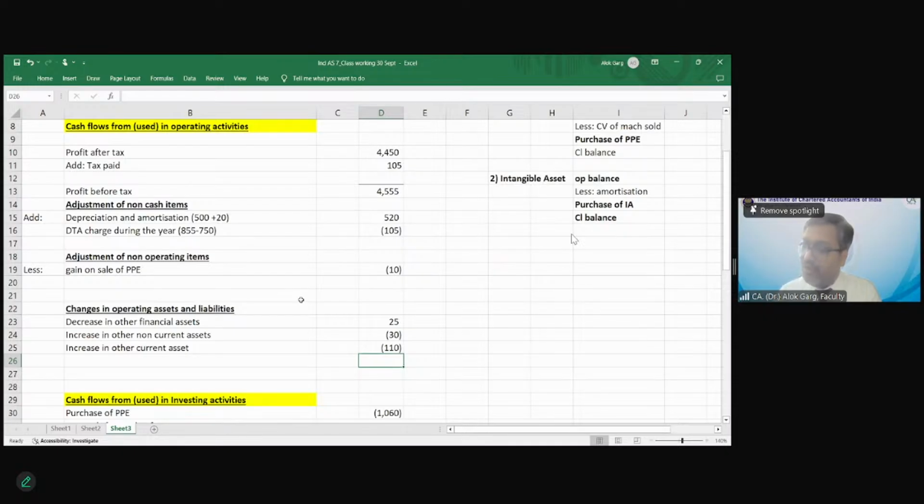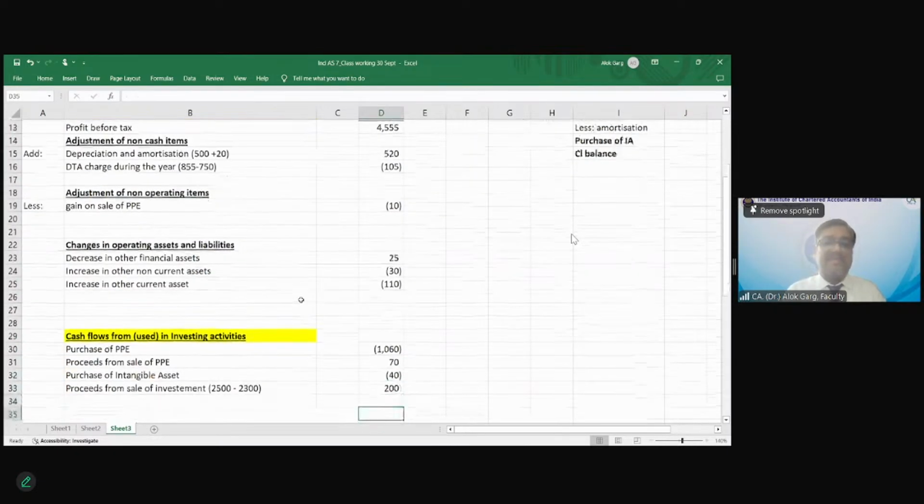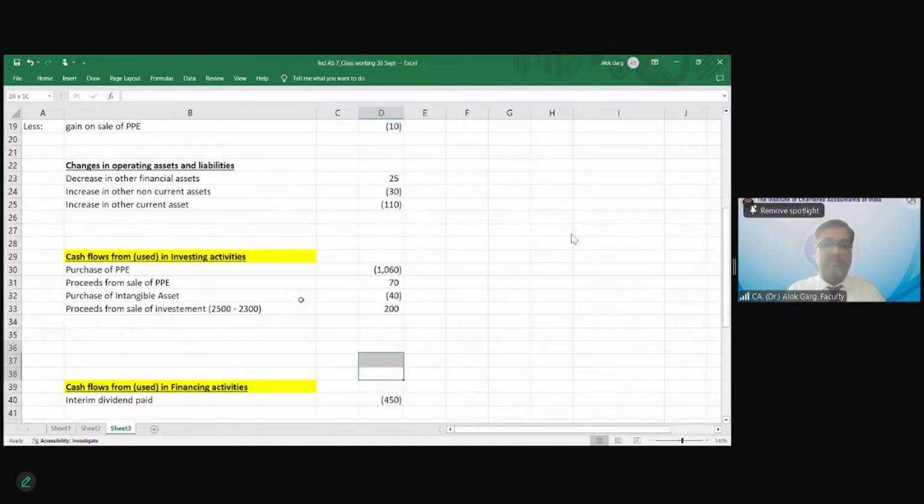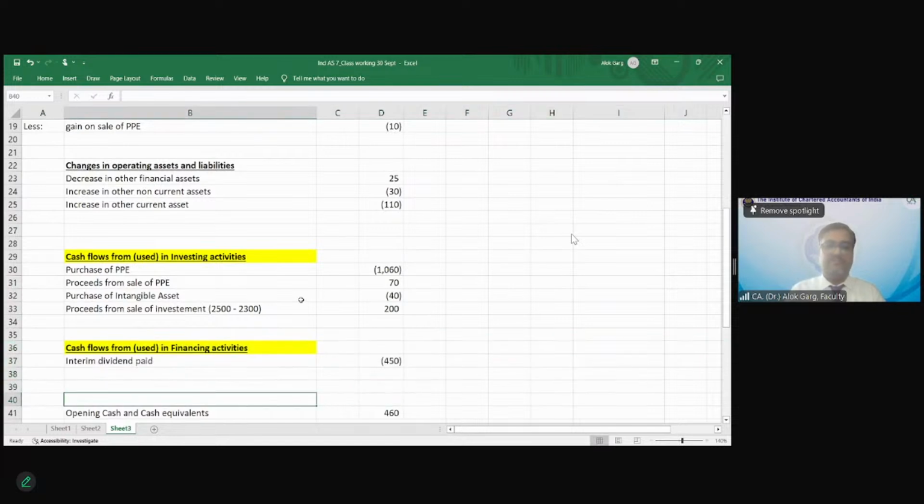Your long-term borrowings are given. Long-term borrowings, right? So non-current financial liability, long-term borrowings. Long-term borrowings has been reduced from 5,000 to 2,000. There is a decrease in long-term borrowings. Negative. So payment of long-term borrowings. Yes. Repayment of long-term borrowings.